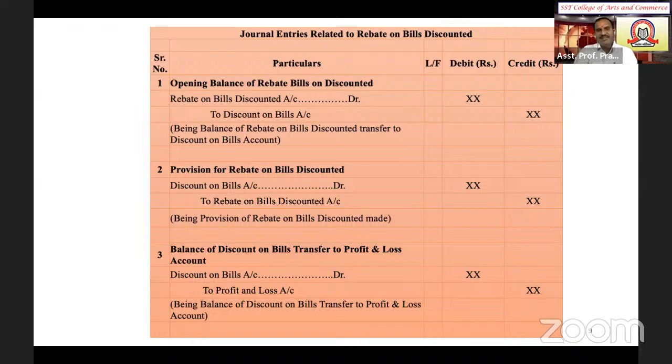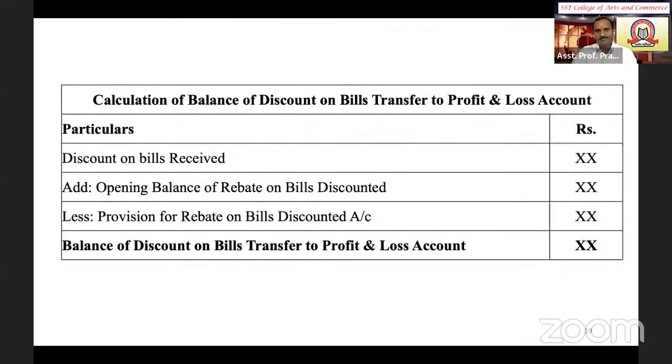And third, the balance of discount on bills transferred to profit and loss account. That entry is discount on bills account debit to profit and loss account. So these 3 entries: one is the opening balance, second is the provision, and third is the balance of discount transferred to profit and loss account. Dear friends, an objective question will arise: balance on discount on bills is transferred to dash account. The answer will be profit and loss account.